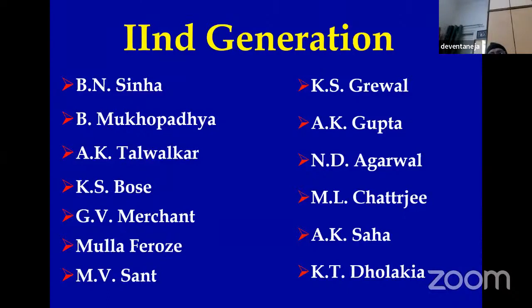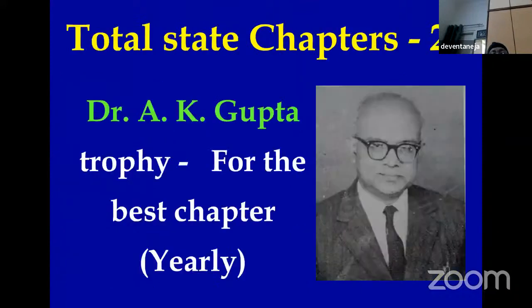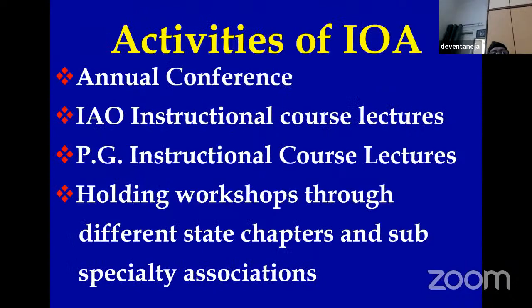And now, of course, we have the fifth and the sixth generation going on in our country. So at present we have almost 23 chapters, and to honor Professor A.K. Gupta, the Indian Orthopaedic Association started the best chapter trophy in the name of Dr. A.K. Gupta, which is awarded every year to the best chapter of the Indian Orthopaedic Association.